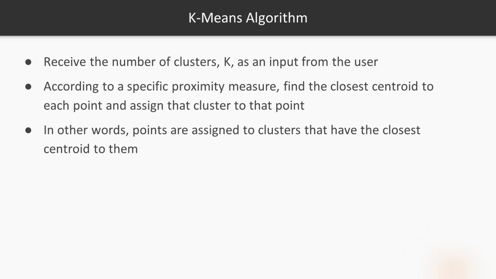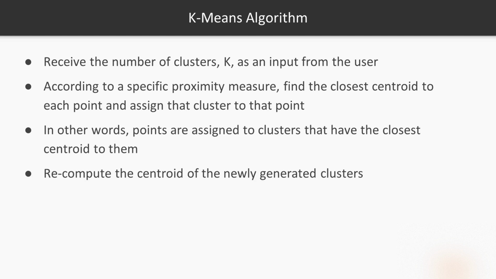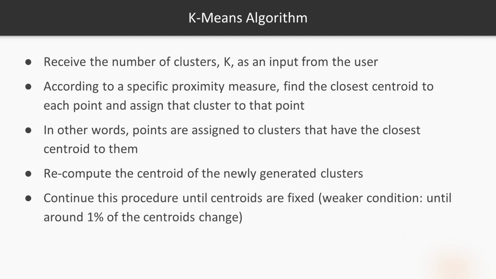After forming the clusters, we need to recompute the centroids of the newly generated clusters. We continue this algorithm until the centroids do not change anymore. The typical stopping criterion would be continuing until only around 1% of the centroids change.